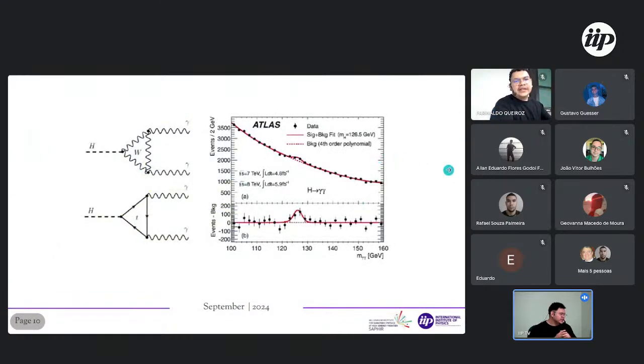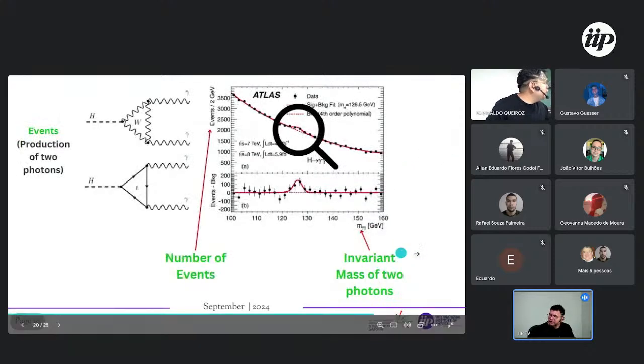this is one of the most popular distributions that we can find in collider physics papers. This is the result published by the Atlas collaboration that confirmed the existence of a new scalar compatible with the standard model Higgs boson. This is a distribution of events versus invariant mass. Here appears the invariant mass of two photons.